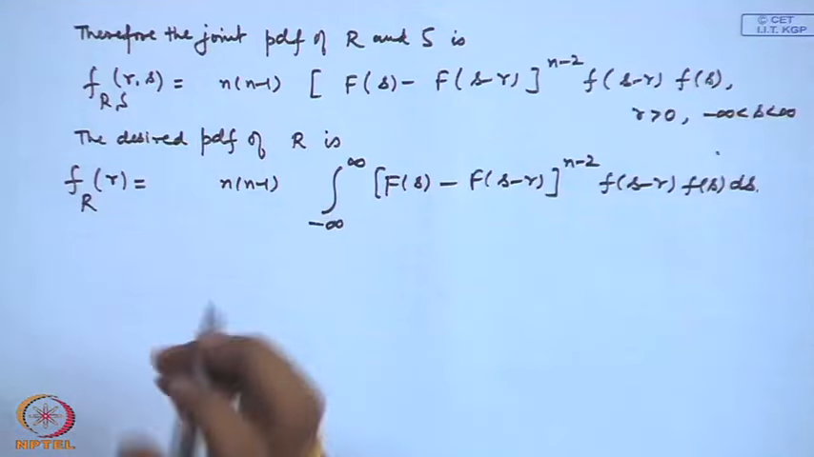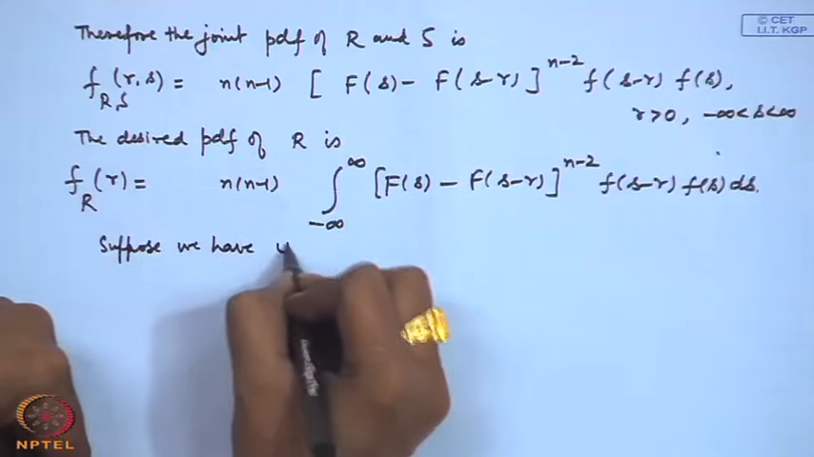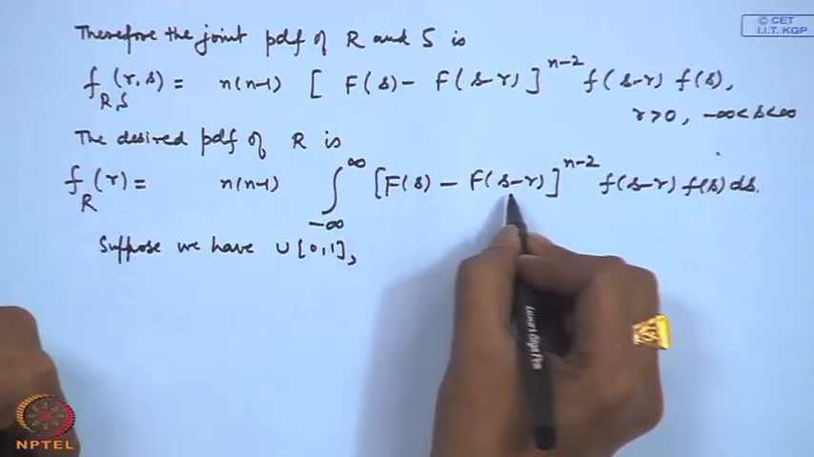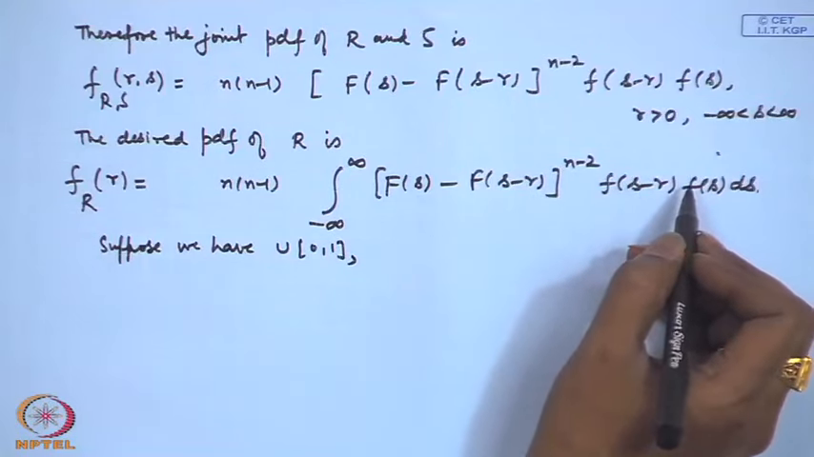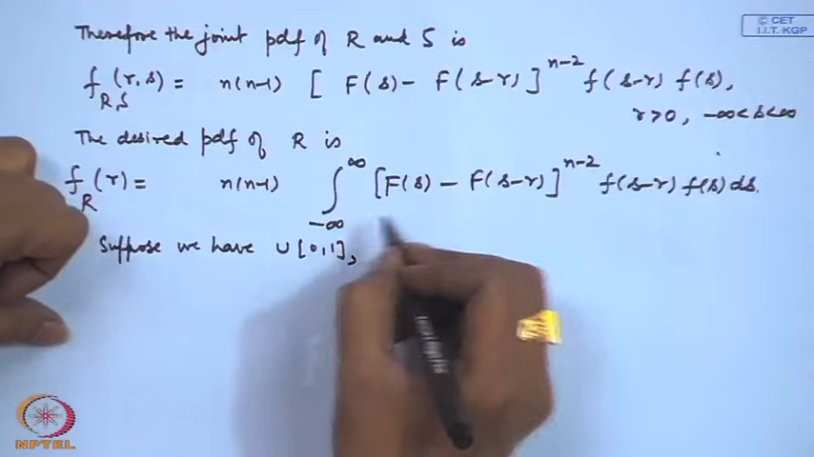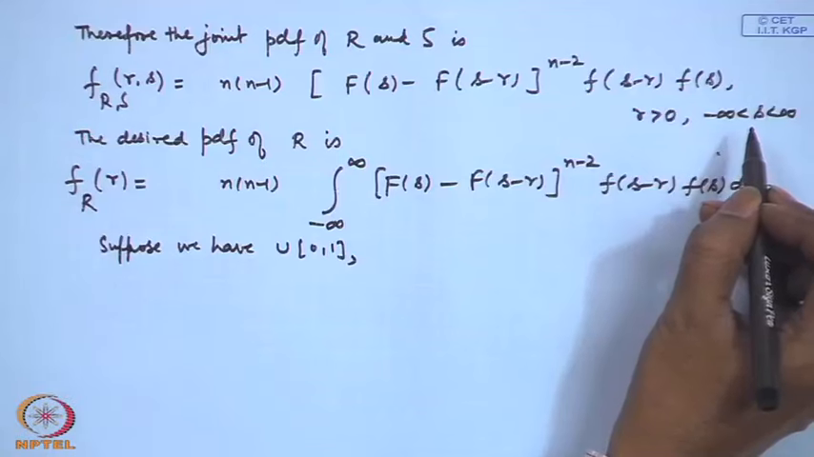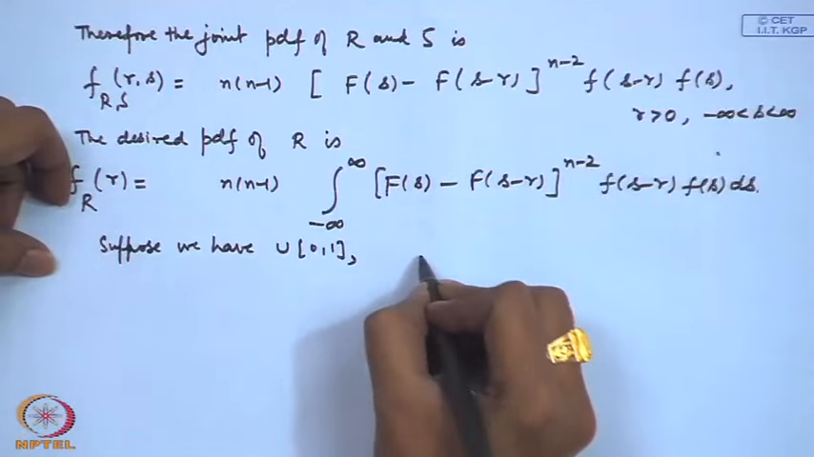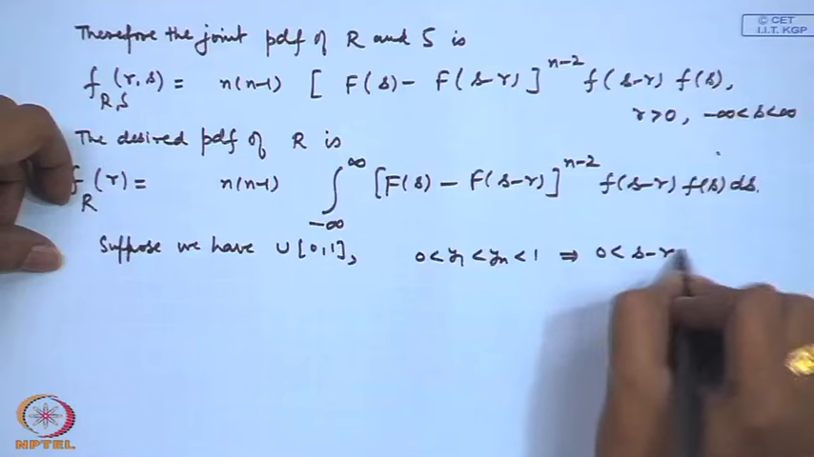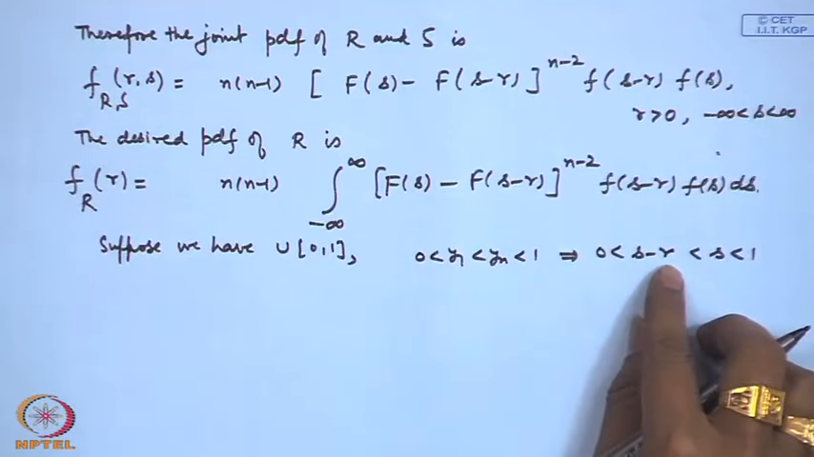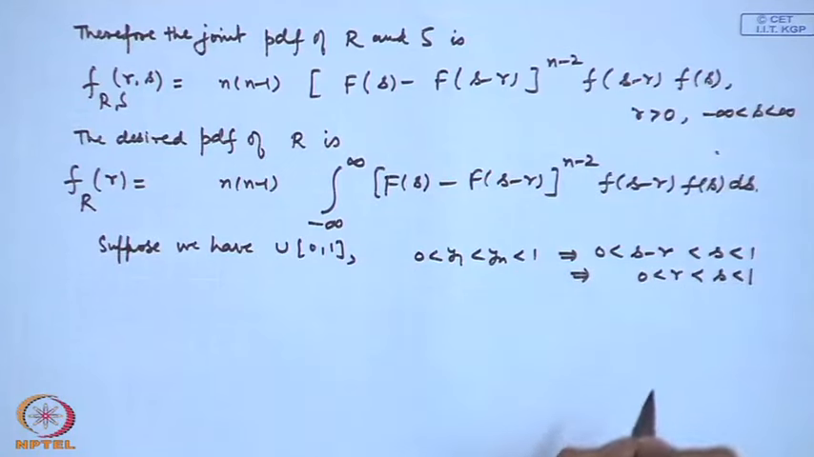In fact, we can see, for example, if I consider the uniform distribution, suppose we have uniform 0, 1, then F of s minus F of s minus r is nothing but simply r, so we get r to the power n minus 2, and the densities are simply 1. Then the integral will become from r to 1, because here you will have 0 less than y_1 less than y_n less than 1. So, this will give me 0 less than s minus r less than s less than 1, because both are positive. So, this region will come here. Now, this will give me 0 less than r less than s less than 1.